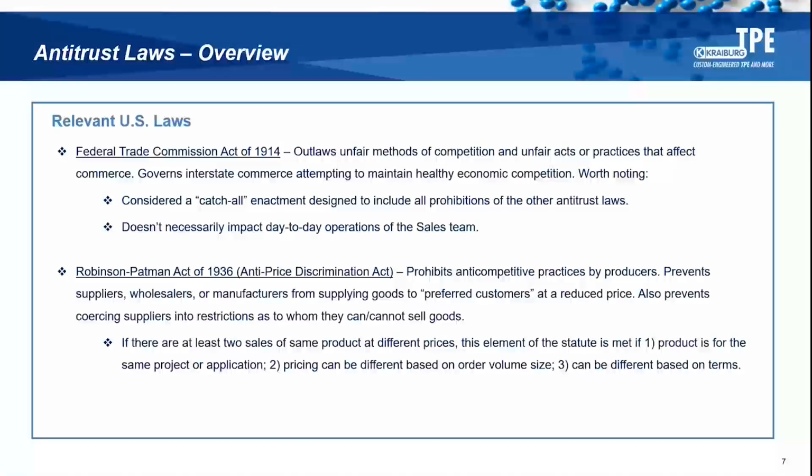The third act is the Federal Trade Commission Act of 1914. This act outlaws unfair methods of competition and unfair acts or practices that affect commerce. It also governs interstate commerce, attempting to maintain a healthy economic competition. It's also worth noting that this is really considered to be a catch-all enactment. Obviously, the Clayton Act was enacted the same year, but this is really designed to include all prohibitions of the other antitrust laws as well.